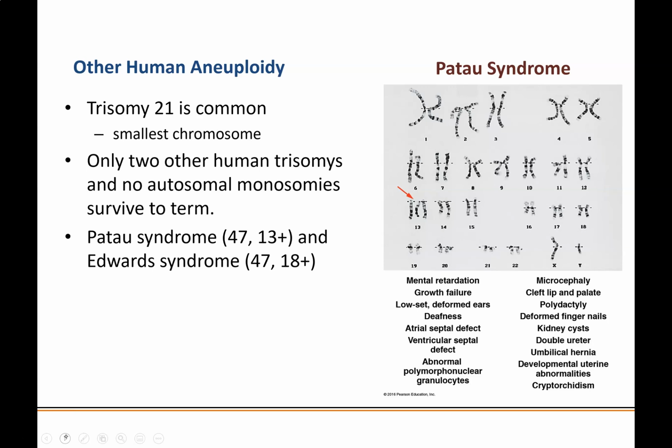There are only 2 other trisomies that tend to survive to term. This is trisomy 13 and trisomy 18. I've got some syndrome phenotypes for trisomy 13, which is called Patau syndrome. The trisomy 18 is Edwards syndrome. There are no known monosomies that survive to term. Actually, there are no known autosomal monosomies that survive to term. That means that the monosomy is occurring for one of the autosomes. Now, this is because, again, you're missing genetic information. 2 exceptions to this are monosomies and trisomies for the sex chromosomes.